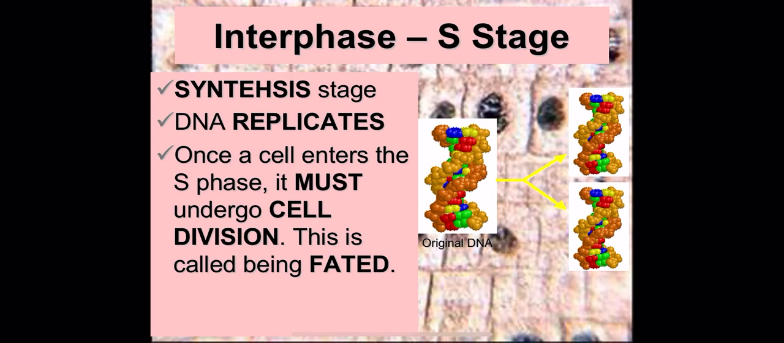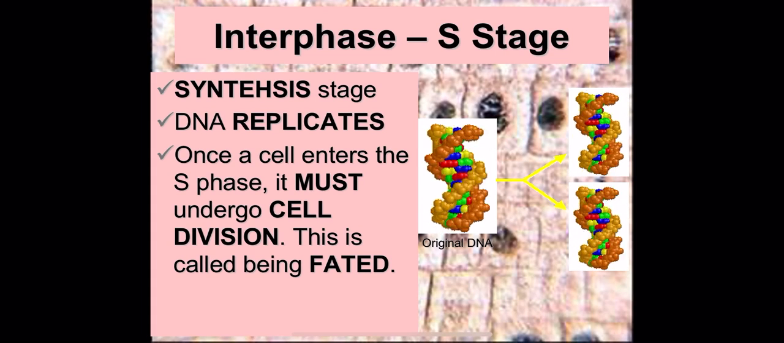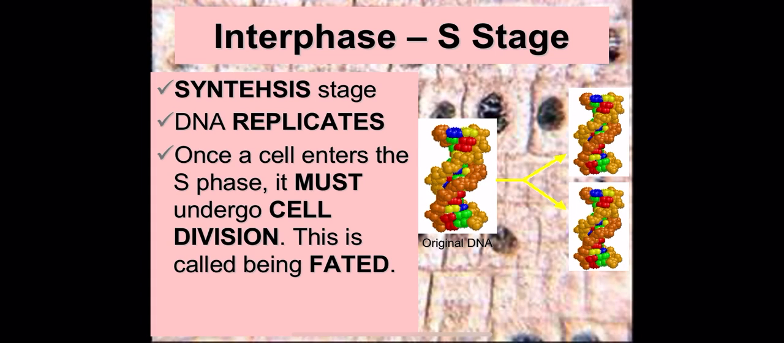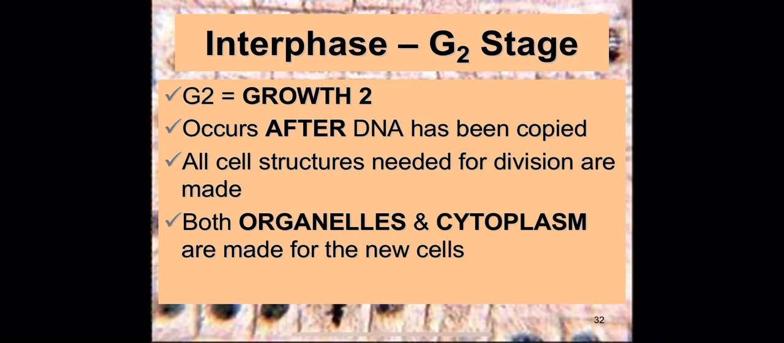Once you've doubled that DNA, you can't go back from that. You have to undergo division because the cell can't successfully survive with extra DNA. The cell has the exact amount that it needs, that diploid, that 2N. Once you double that, you have to undergo division, otherwise the cell would die. After you go through synthesis, you're going to go to something called G2.